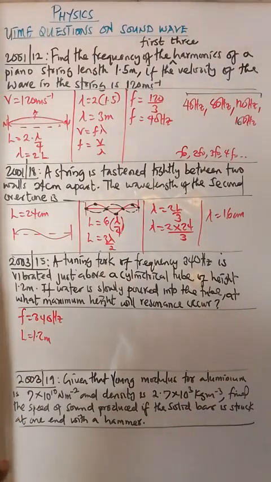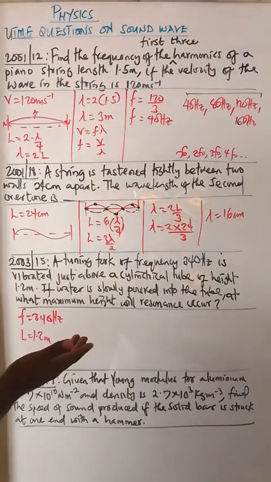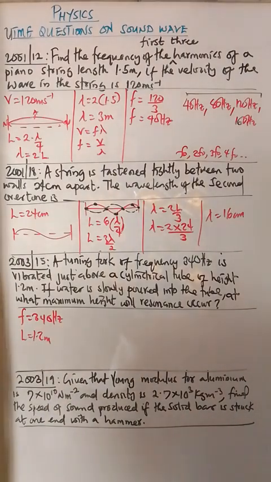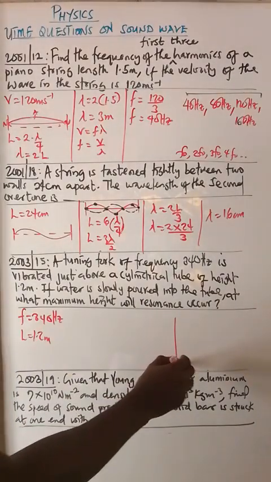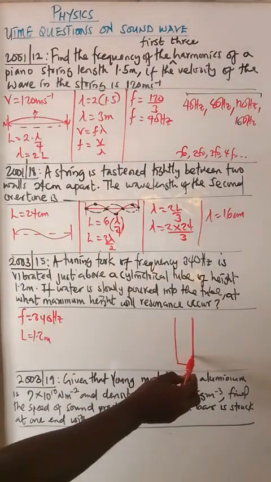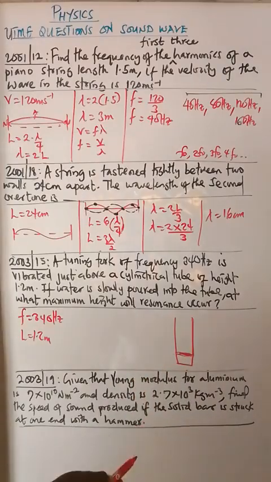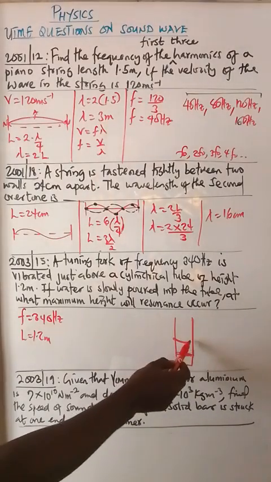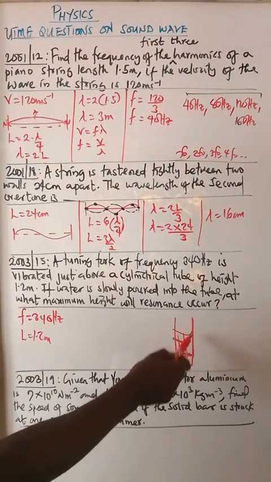I think they've simplified it by asking at what maximum height. So at the maximum height, the frequency at that moment is going to be the what? Fundamental note. Let me just draw a diagram. Suppose this is the tube. When water is at this level, there will be resonance. As we pour more, at another level, there will be resonance, and another level, another resonance.